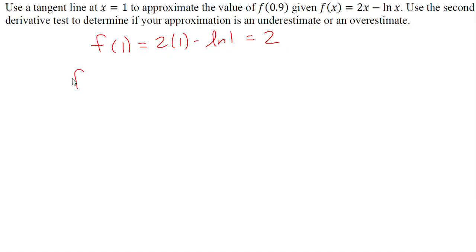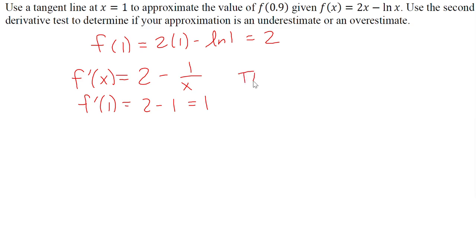Then we need the derivative. f prime of x is going to be 2 minus 1 over x, because that's the derivative of 2x minus ln x. If we evaluate that at 1, we get 2 minus 1 over 1. We get 1. So we have a slope of 1. And the point we're looking at is the point (1, 2). So our tangent line is y minus 2 equals 1 times (x minus 1).